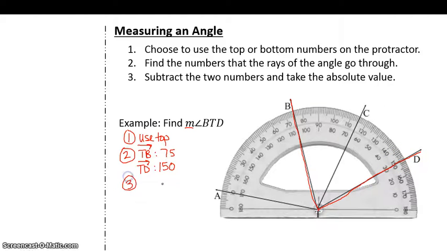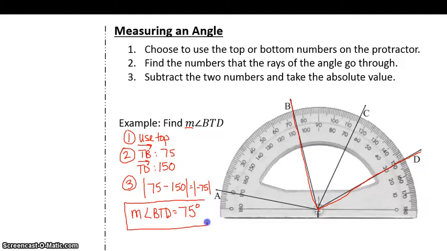And then step 3, we're going to subtract them and absolute value them. So 75 minus 150. That is the absolute value of negative 75. So then the measure of angle BTD equals 75 degrees. That's how you're going to write your answers on tests, homework, and quizzes. And this little circle up here, that is your degree symbol. So that's the label that needs to go on all of your angle measures because we are going to measure in degrees. Okay?